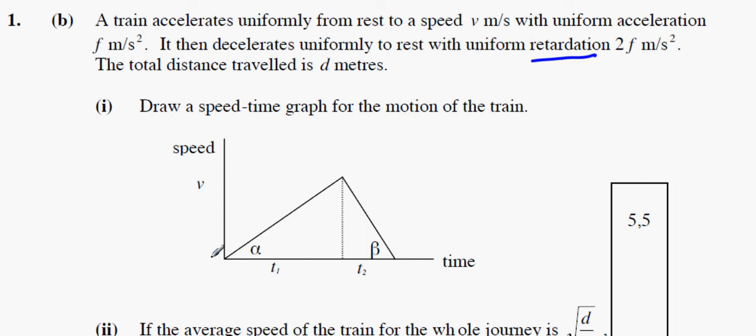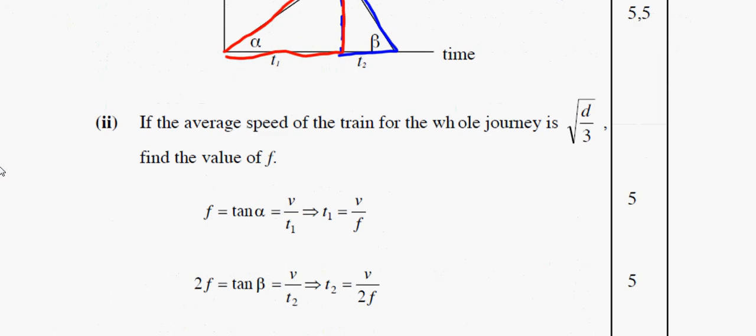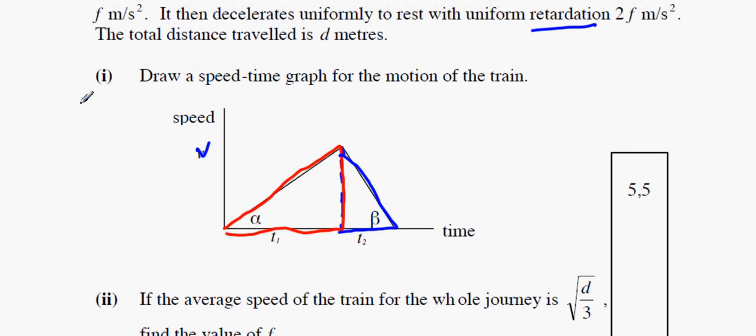So remember, for speed time graphs, the speed is the y-axis and time is the x-axis, okay? There's two parts of the journey. The first part of the journey is basically where it's accelerating. So accelerating, we'll call this the red triangle. That is going to be acceleration, okay? And the second one here we'll call the blue triangle, which is the deceleration part. Okay. Now we can use v equals u plus at. So part one, draw a speed time graph of the motion of the train.